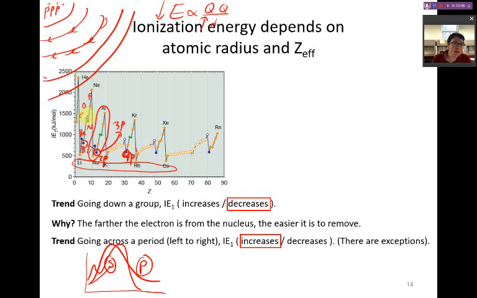This dip down here, or rather, this is actually an increase of stability. I've got these labeled wrong here. This should be nitrogen.